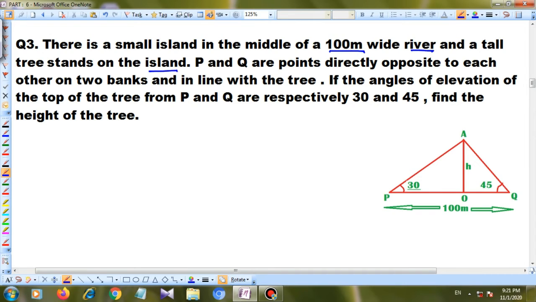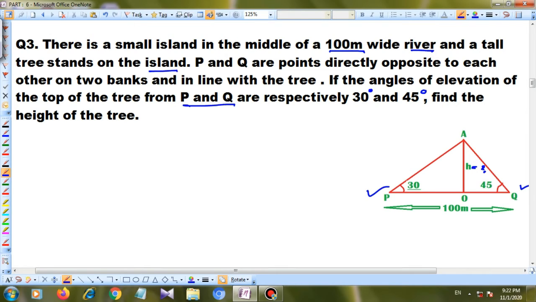P and Q are the points directly opposite to each other on the two banks, right? So these are two points, P and Q, which are directly opposite to each other on the banks and in line with the tree. If the angles of elevation of the top of the tree from P and Q are 30 degrees and 45 degrees respectively, then find the height of the tree, which is this.